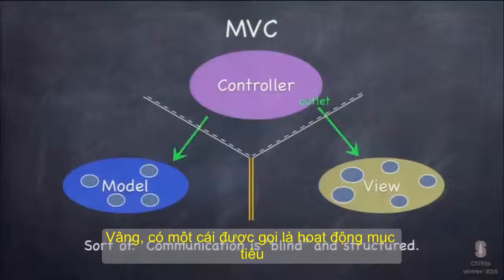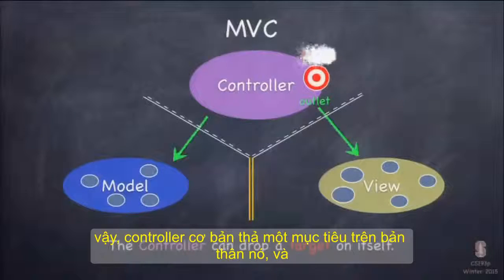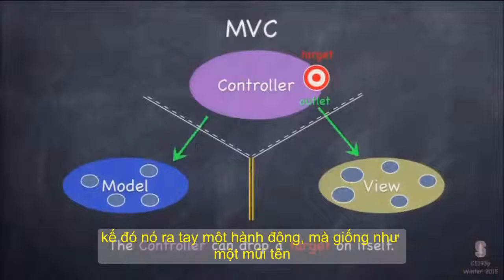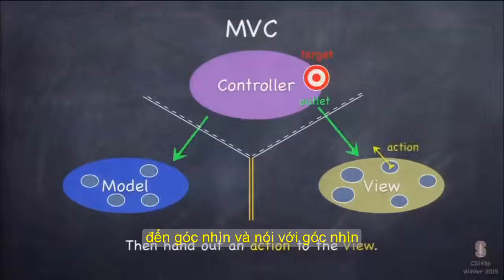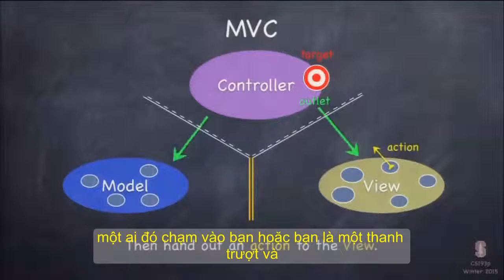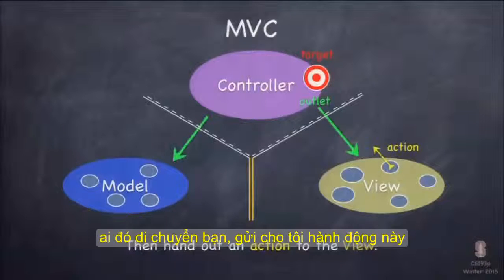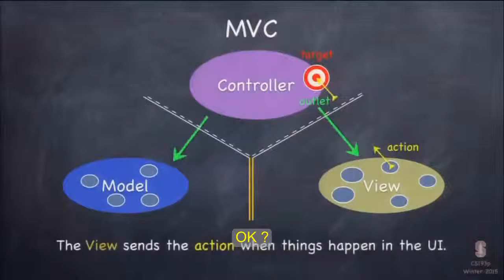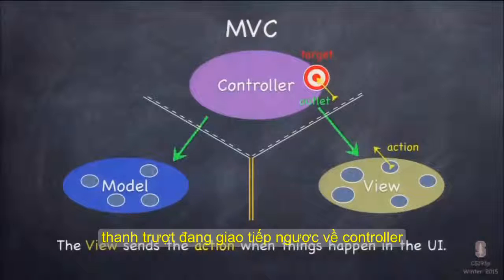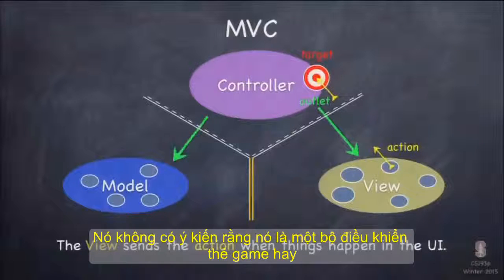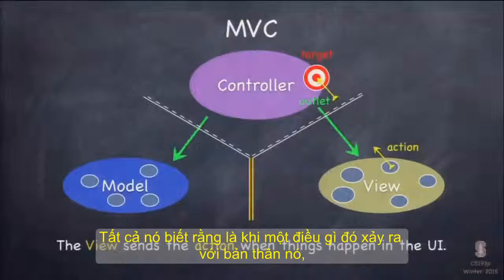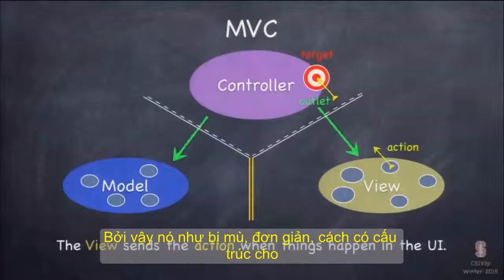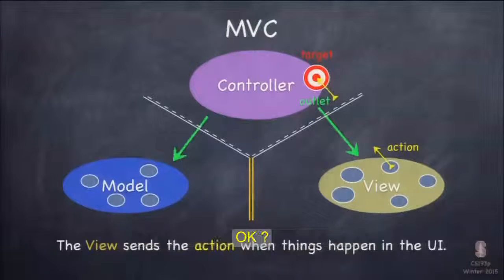So what's an example of a structured way? Well, one is called target action. The controller basically drops a target on itself, and then it hands out an action, which is like an arrow, to the view, and says to the view, okay, when you do what you do, like you're a button and someone touches you, or you're a slider and someone moves you, send me that action. So in this way, the generic button or slider is communicating back to the controller. It has no idea that it's a card game controller or a space game controller. It doesn't know what kind of controller it is. All it knows is that when something happens in itself, boom, it sends messages to the target. So that's a blind, simple, structured way for the view to communicate with the controller.